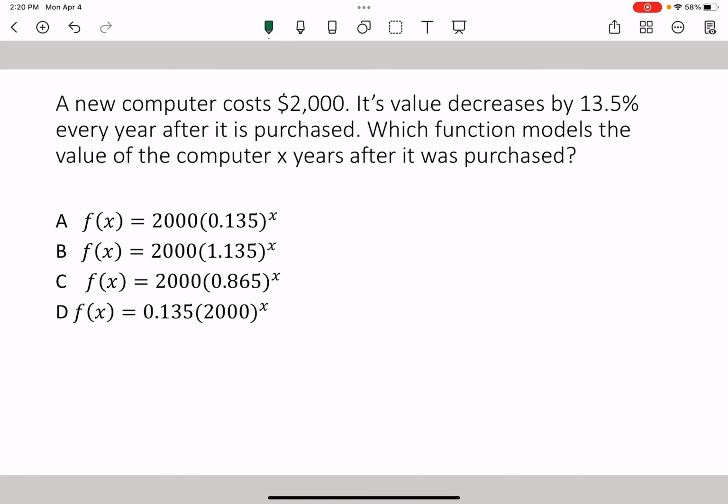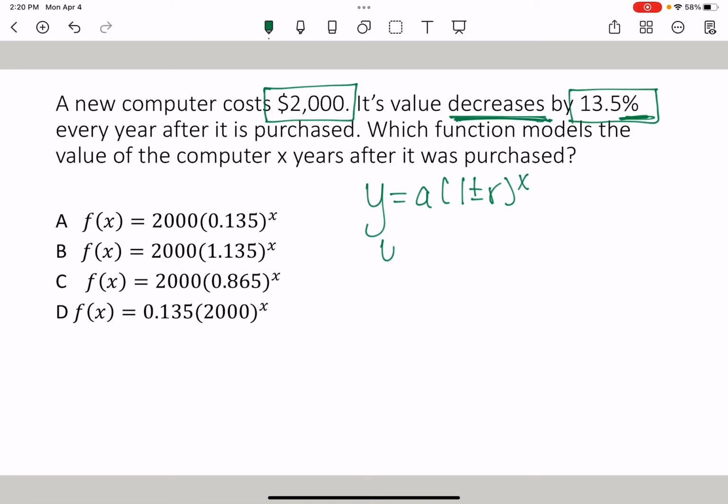So this says that a new computer costs $2,000. Its value decreased by 13.5% every year after it's purchased. Which function models the value of the computer x years after it was purchased? Okay, so here's my red flag, right? I see that percentage sign. So I know I need to use the form of the equation, a times 1 plus or minus r to the x. So here it says decreases. So I'm going to say this is y equals a times 1 minus r to the x.